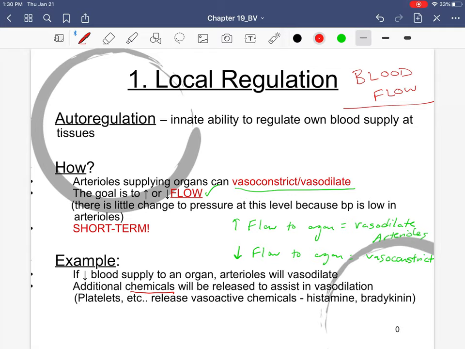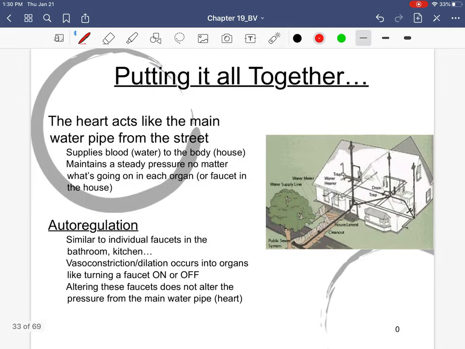There are some other chemicals that are involved, but I'm not going to ask you those. So, of course, there's more involved. There's more complexity to the minutiae of it. But on its face, very simply, we constrict or dilate the arterioles into an area to either increase or decrease the blood flow to that area. And that is it, my friends.